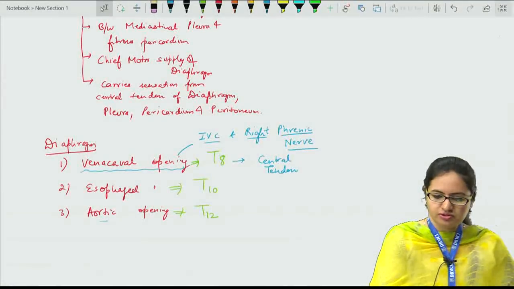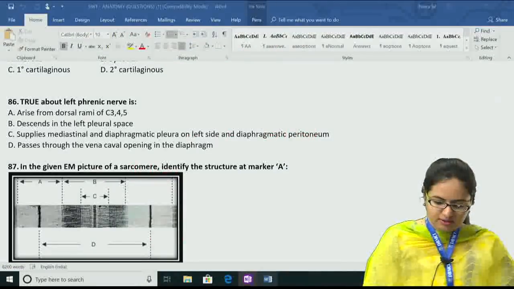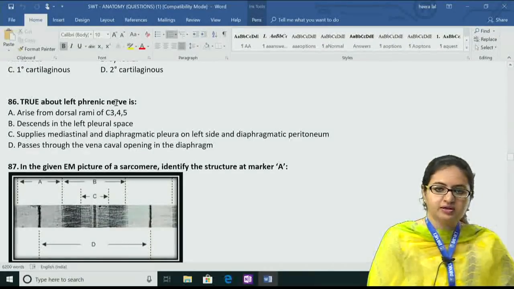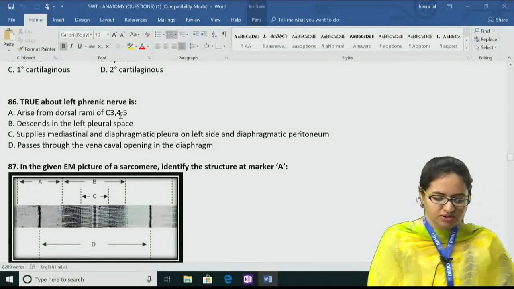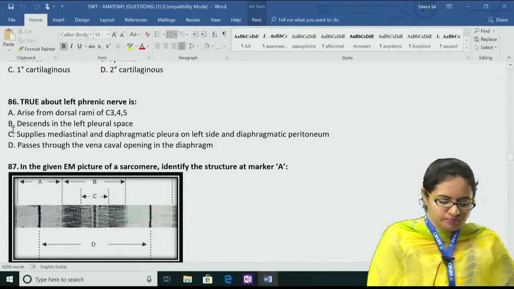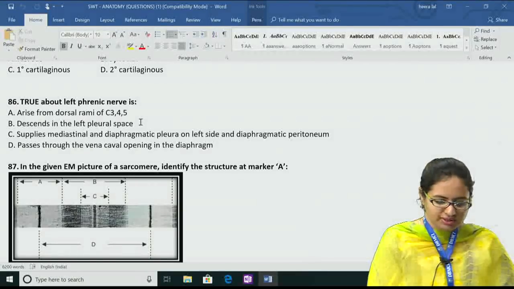So if we come back to the question, we have to find a statement which is true about the left phrenic nerve. Option A says it arises from the dorsal rami of C3, C4 and C5. Actually it arises from the ventral rami of C3, C4 and C5, so this is wrong. Option B says it descends in the left pleural space. It actually descends between the mediastinal pleura and the fibrous pericardium, so this option is also not correct.